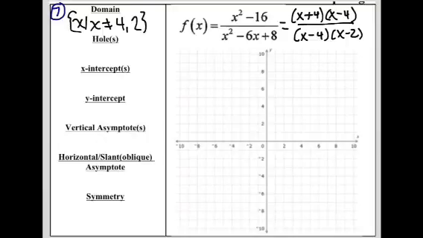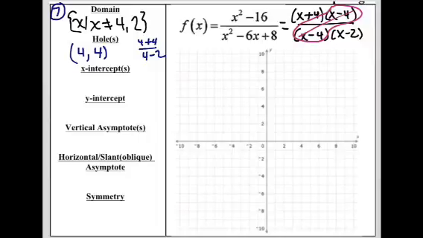Okay. Holes, well, this time around there is a common factor right here. And so we know that there's a hole at x equals 4 because 4 makes that factor a 0. So we cancel it out. And the x coordinate is 4. To get the y coordinate, you just replace the x's that are left with a 4. So 4 plus 4 over 4 minus 2. So 8 over 2, so that gives you 4. So that's where the hole is going to be.